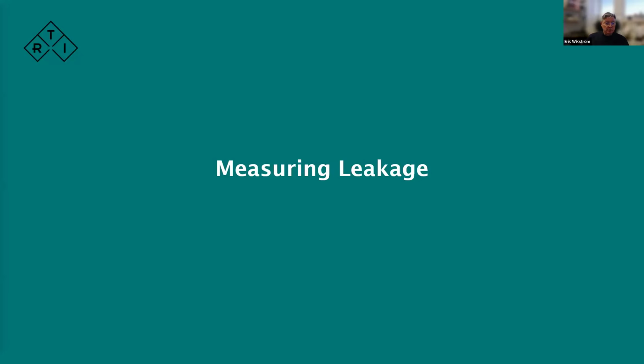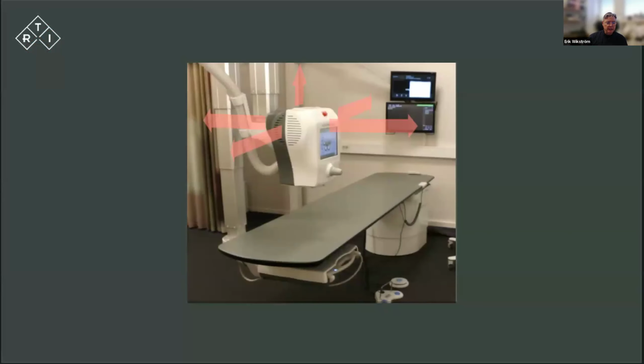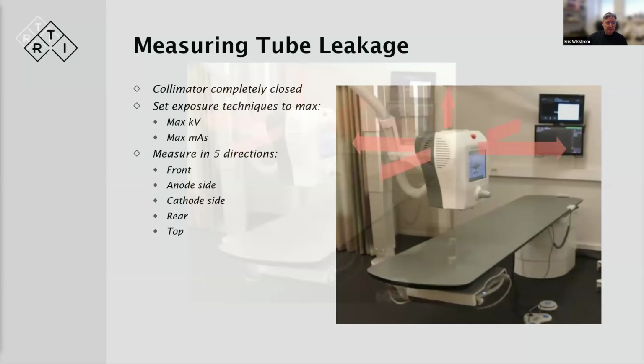Good. All right. So now we know why leakage is important, what we're looking for. I'd like then to just share a little bit about how to achieve the measurements. When we're looking at leakage measurements, like we said, it's the radiation escaping the tube during exposure. And how do you do that?